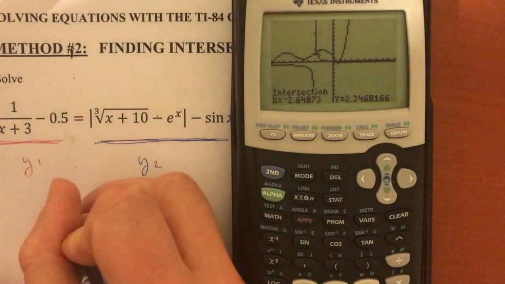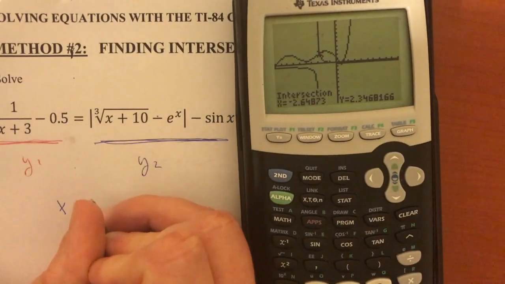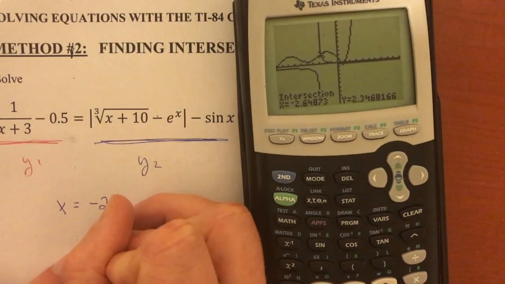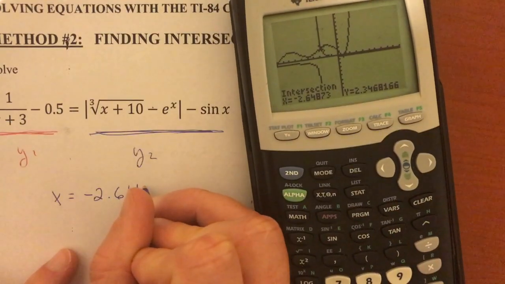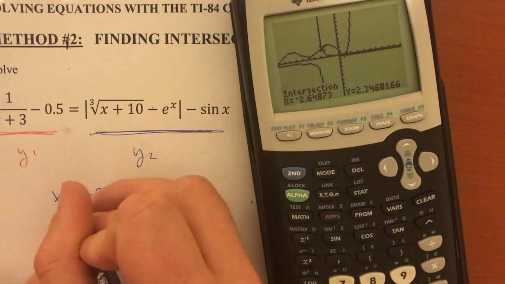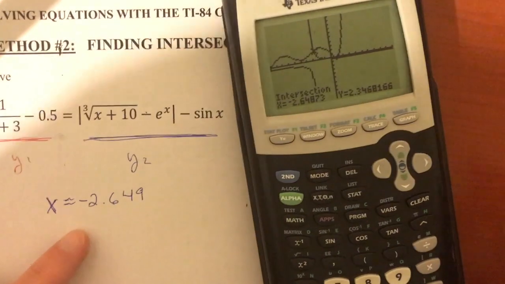So x is approximately, and if I don't make the approximately symbol, that's okay. Sometimes people ask that, will graders care? No, they consider them the same. It's a nice habit to be in, though. So x is approximately -2.649.